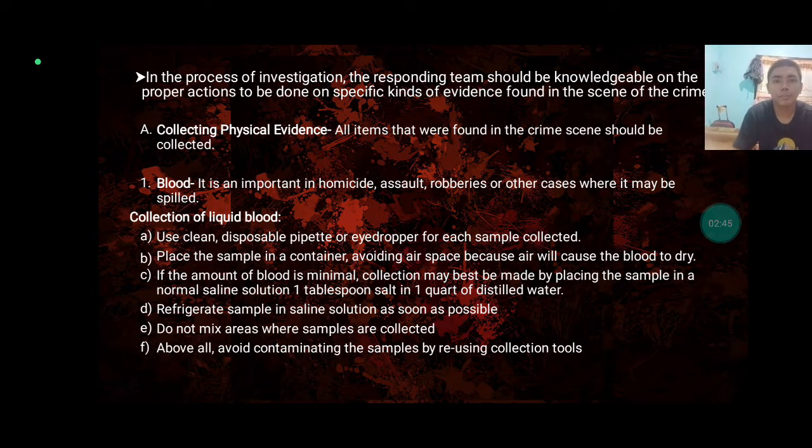So next, the collection of liquid blood. Use a clean, disposable pipette or dropper for each sample collected. Place the sample in a container, avoiding airspace, because the air will cause the blood to dry. If the amount of blood is minimal, it may be best to place the sample in a normal saline solution: 1 tablespoon of salt and 1 quart of distilled water.